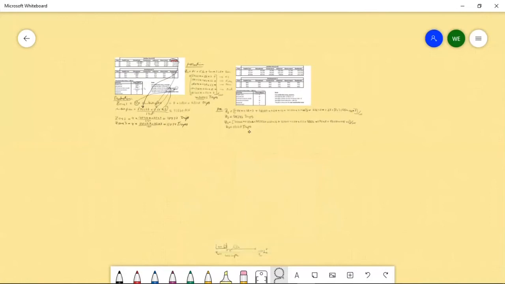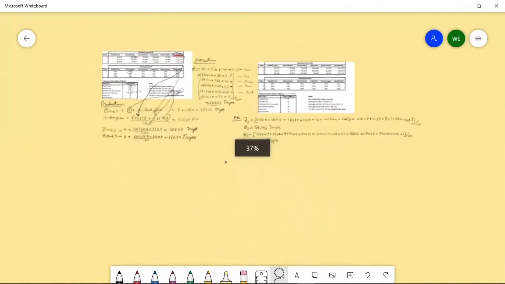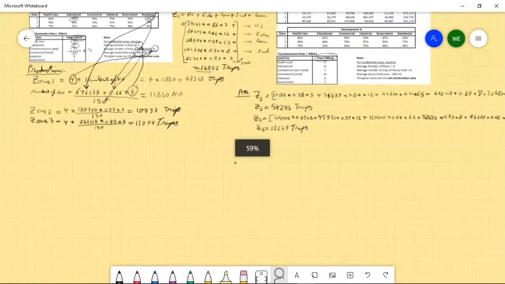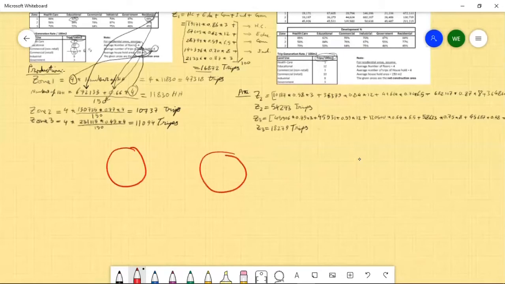Okay. Let's focus here. So basically what we have, three zones. We have three zones. And out of each zone, we have some production and attractions. So we are going to call this one Z1, this is Z2, this is Z3. Out of zone 1, we have production equal how much?